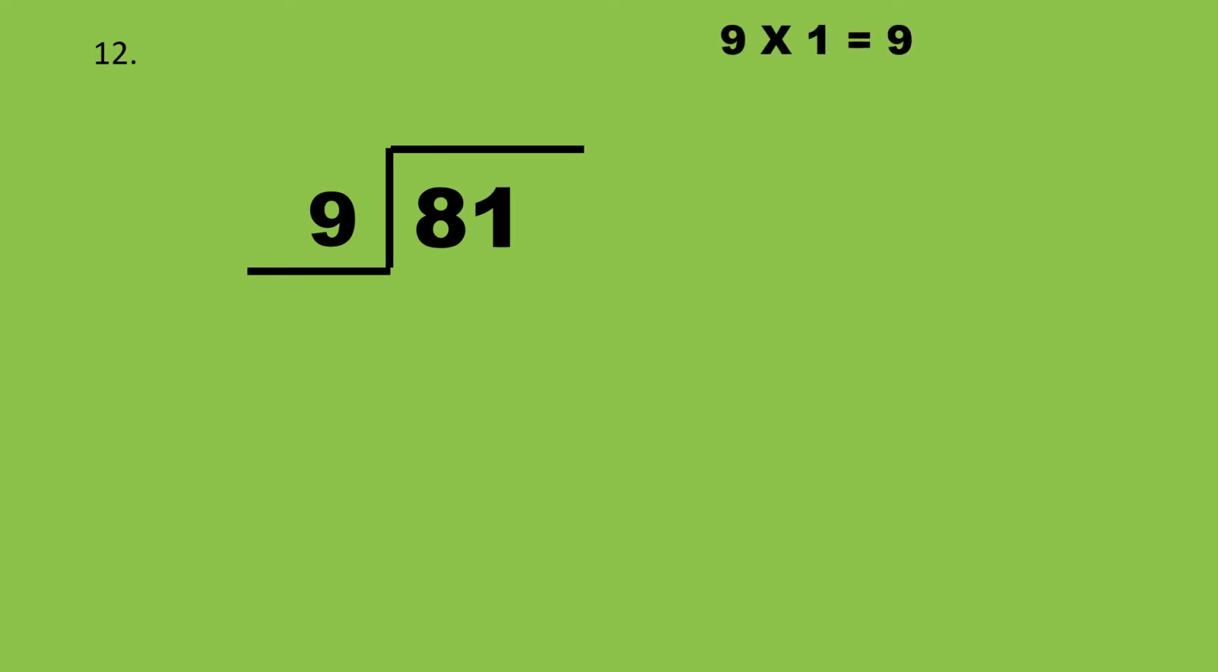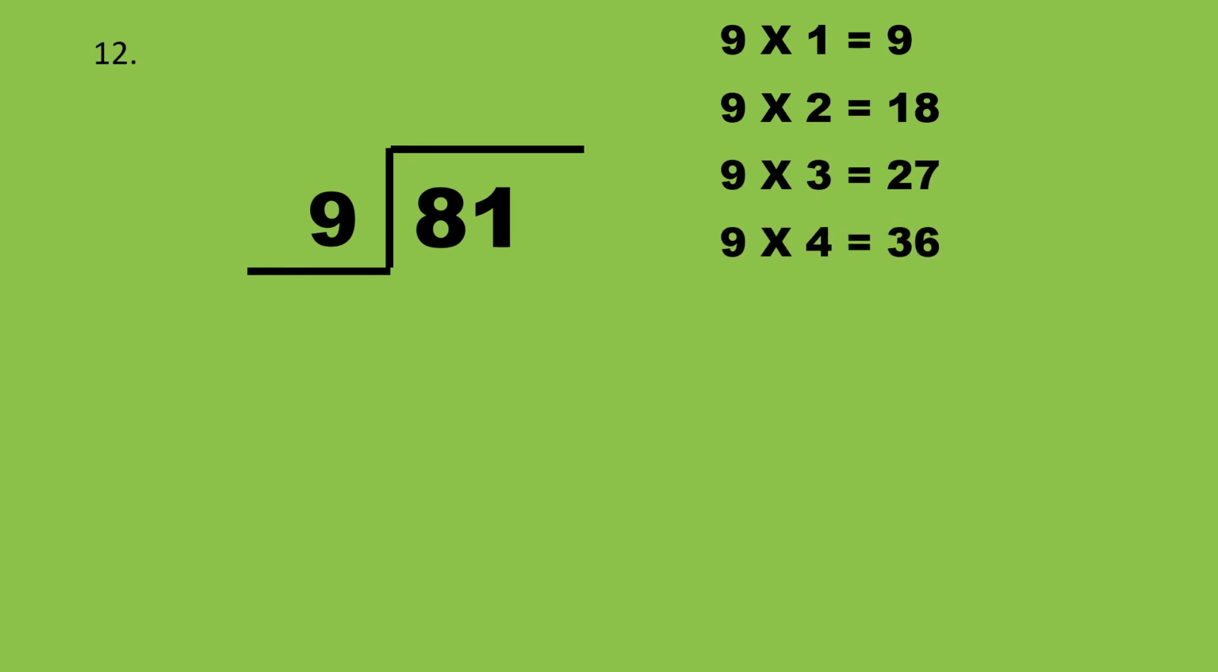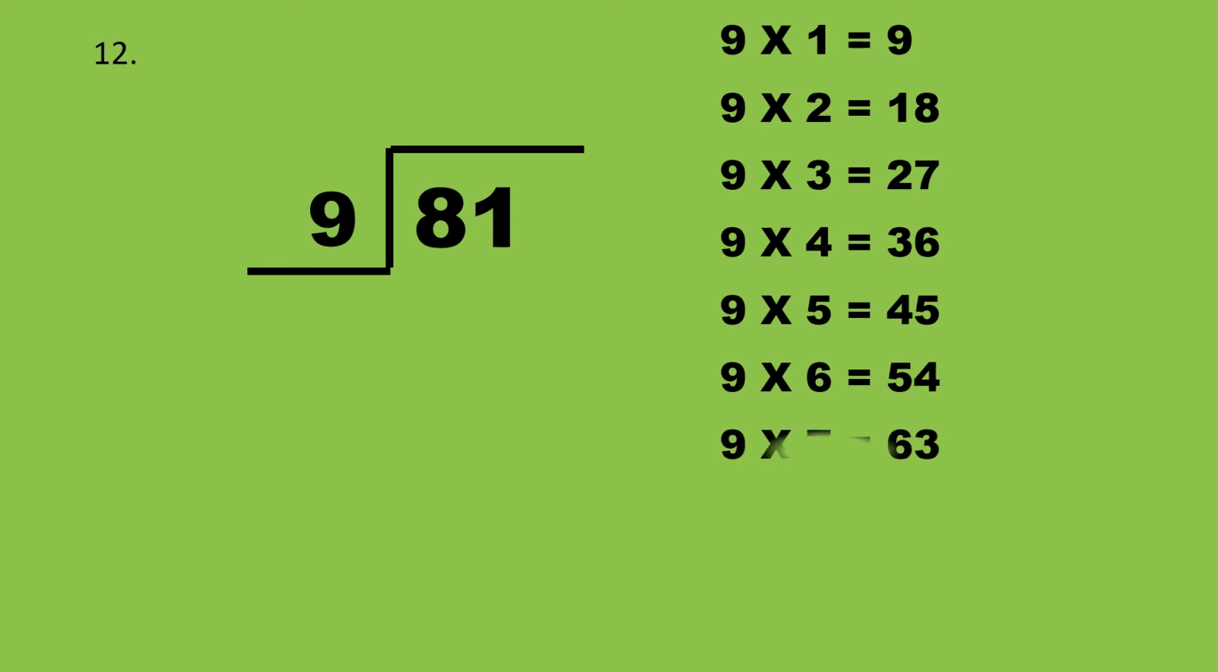9 ones are 9. You can repeat after me children. 9 twos are 18. And remember, we have to say the table of 9 till 81. Clear children? When 81 comes, we will stop. So 9 ones are 9. 9 twos are 18. 9 threes are 27. 9 fours are 36. 9 fives are 45. 9 sixes are 54. 9 sevens are 63. 9 eights are 72. 9 nines are 81.